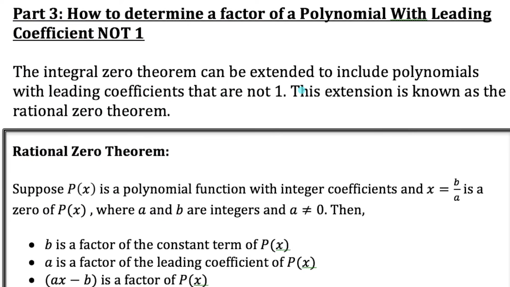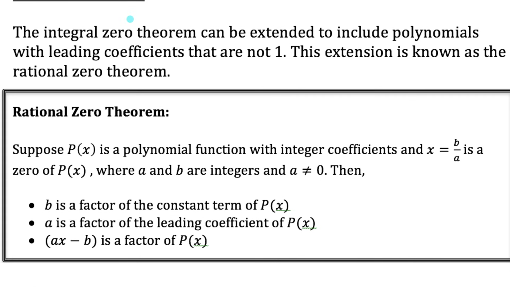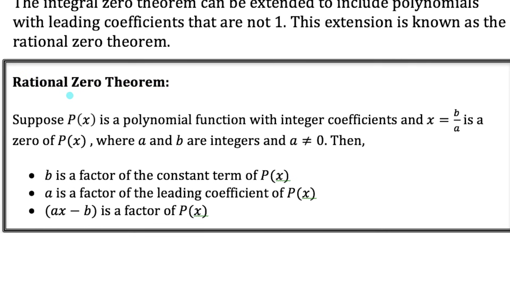In the last section of this lesson, you're going to learn how to factor polynomials that have a leading coefficient that is not 1. Now the process is relatively the same, it's just instead of the integral zero theorem, we are going to look at something called the rational zero theorem. So when testing values to see numbers that could make the polynomial be 0, we don't only test integers, we're going to test some fractions as well.